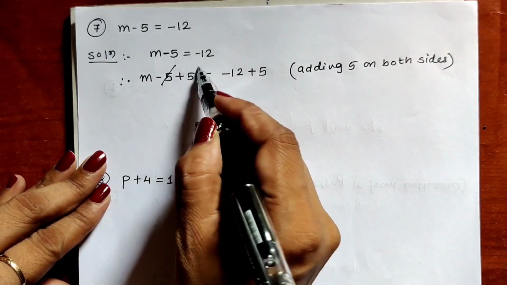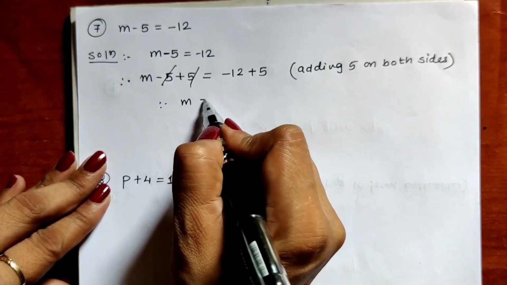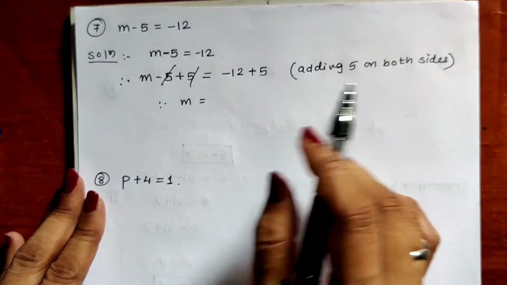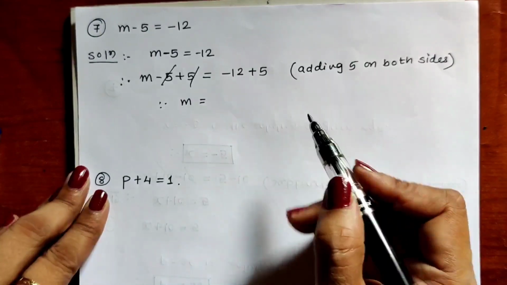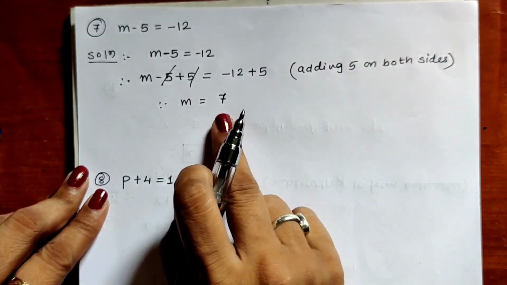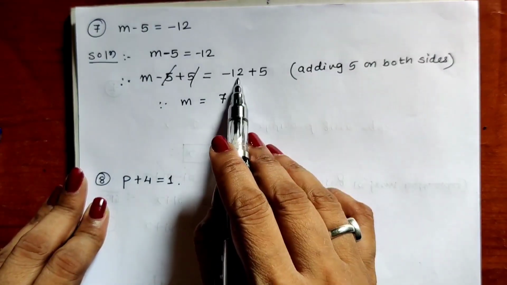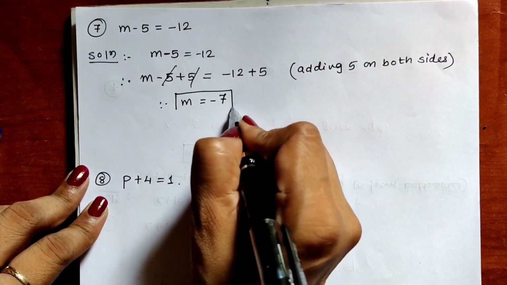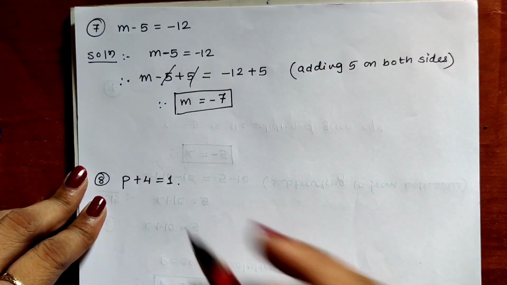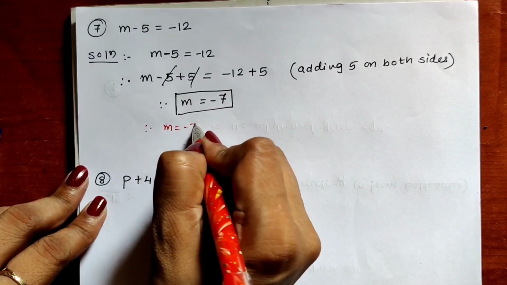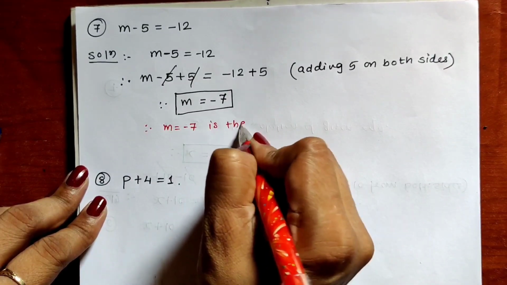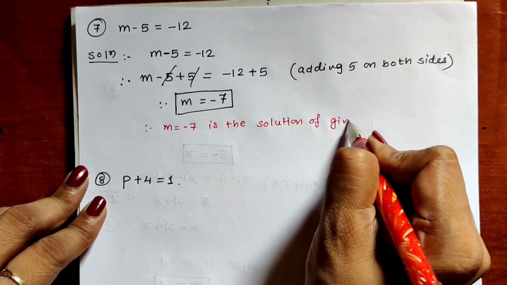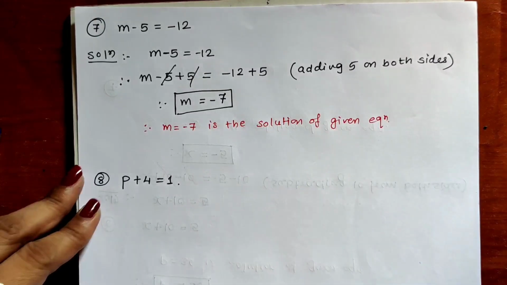Okay. Plus 5 minus 5 cancel, we get m. Now minus 12 plus 5, minus plus, we have to do subtraction, minus plus minus, and 12 minus 5 is 7. And answer should get the sign of bigger number. Bigger number is 12. 12 sign is minus. So answer should have minus sign. So m is equal to minus 7 is our solution. M is equal to minus 7 is the solution of given equation.